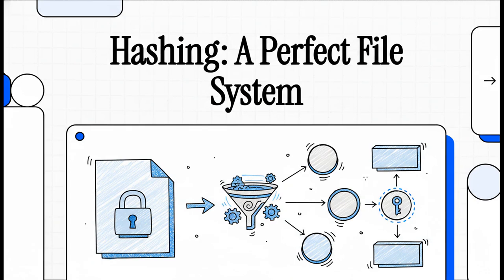Welcome to The Explainer. Today, we're going to crack the code on a concept that's pretty fundamental to our entire digital world: hashing. It's really the secret sauce that makes finding information so incredibly fast, and we're going to break it all down right here.